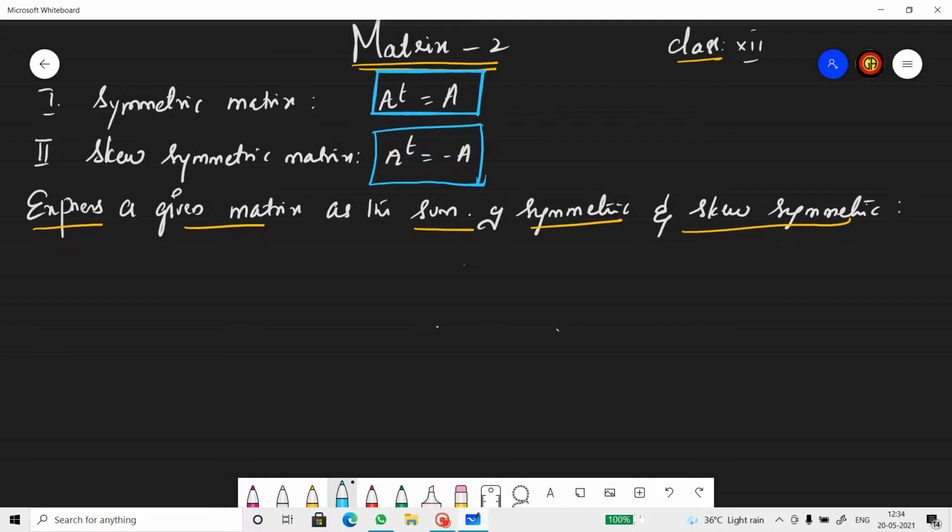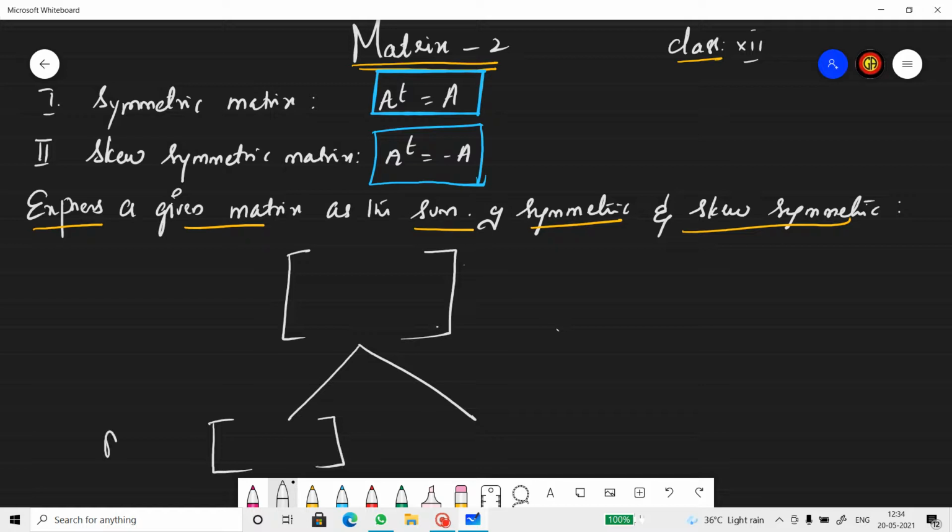Alright? Now we're going to learn how to express a given matrix as a sum of a symmetric and a skew symmetric matrix. This is an important sum both for CBSE and for ISE. Now let me explain this first. There is a matrix given to us. They want us to split this into two matrices. One matrix must be symmetric, so that means A must be equal to A transpose. And the other one must be skew symmetric, that means A transpose is minus A. And when I sum up these two matrices, I should get this matrix.